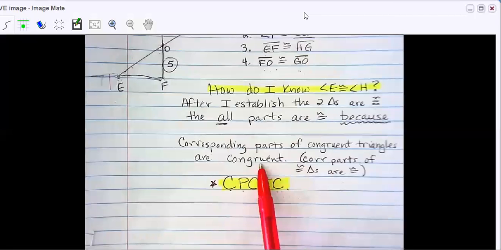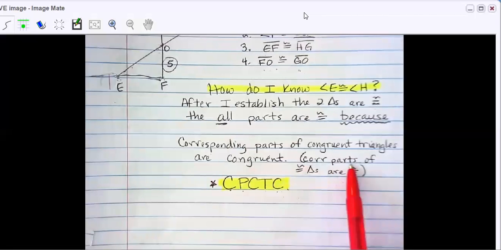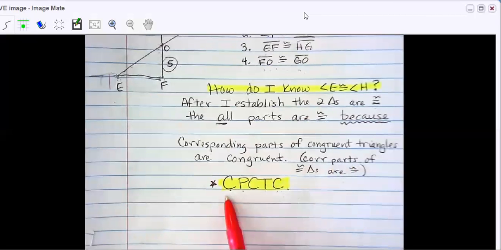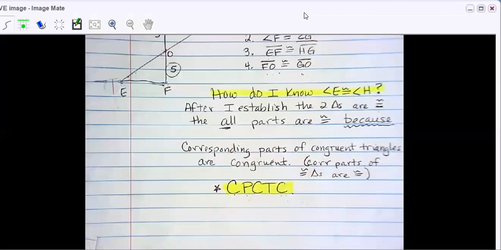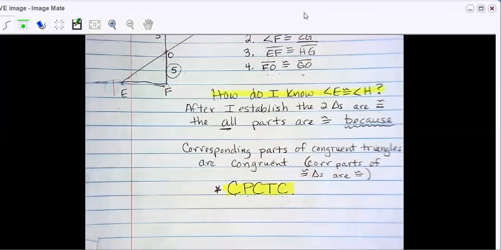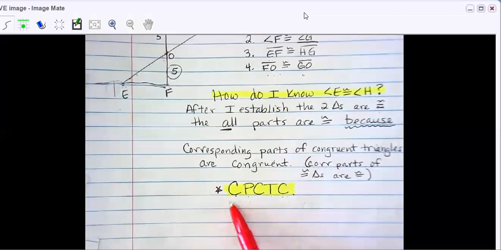Now we can write that shorter. Corresponding parts of congruent triangles are congruent. Or we simply write CPCTC, which means corresponding parts of congruent triangles are congruent. So on a quiz, if you're asked, why are they congruent? Now this is after I've established the triangles are congruent. I can say that any of the sides or any of the angles are congruent by reason of CPCTC. Done. Okay. Any questions on that?